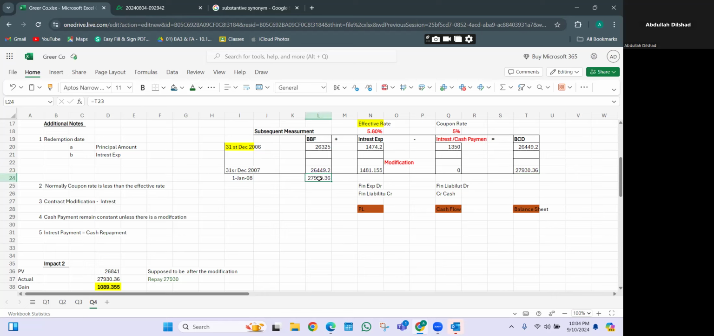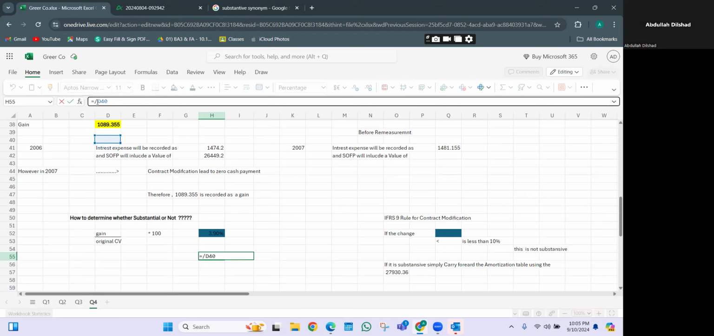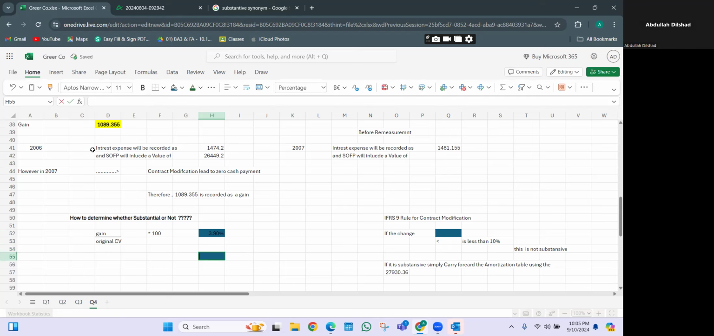But suppose it was more than 10%, say you all found the impact. The impact now, for example, let me say impact was about 100,000. Impact was about how much? Say 10,000 divided by how much?